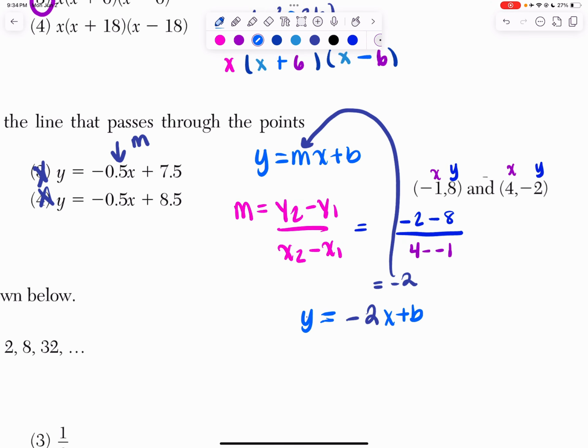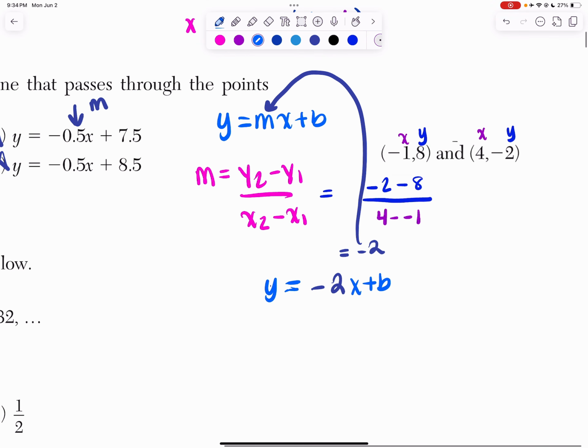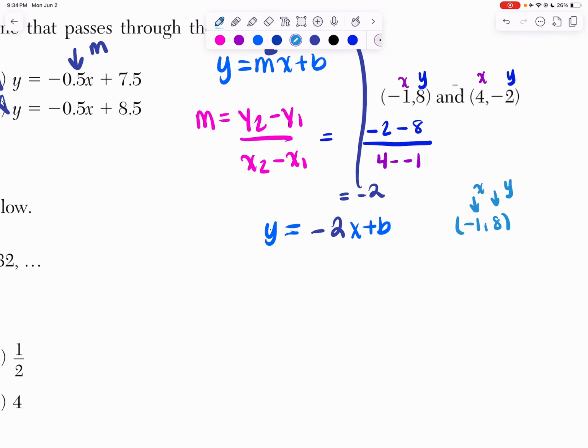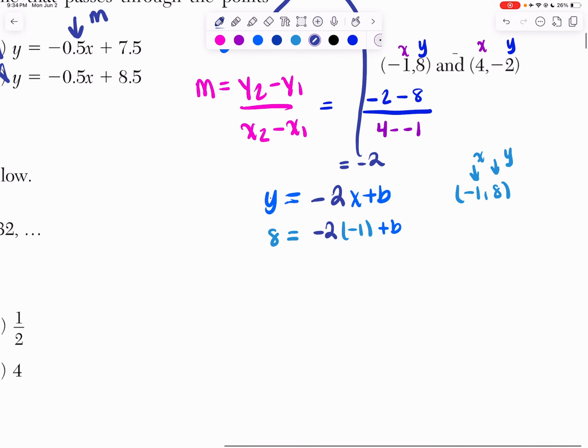So now we can just plug in one of the points from the question, the (-1, 8) or the (4, -2). Usually I would pick one with all positives, but neither of them are all positive. There's one negative in each of them. So let's use our (-1, 8). We're going to plug in -1 for x and 8 for y to solve for our y-intercept, which is b. So we plug it in, so we have 8 equals -2 times -1 plus b. Now when I simplify -2 times -1, that gives me a positive 2. So now I have 8 equals 2 plus b.